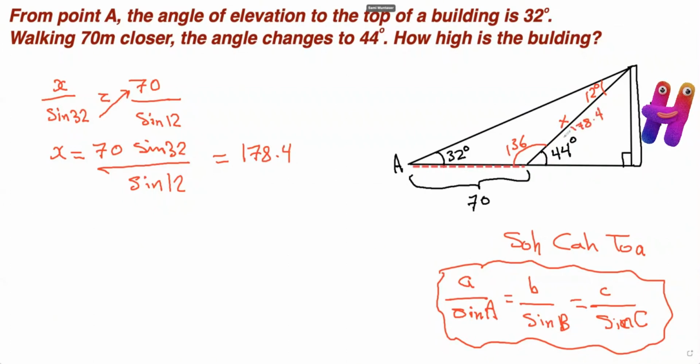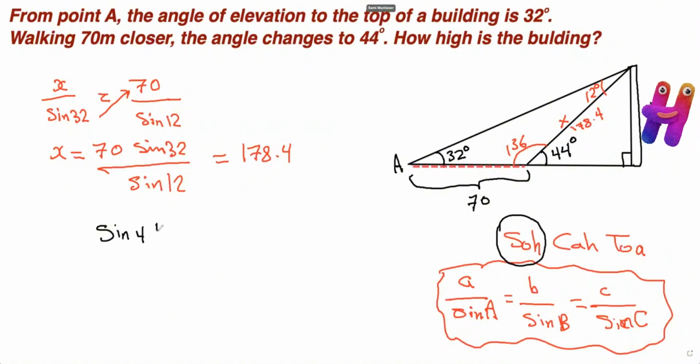So now we know this is 178.4. Once you found this side here, now we're going to look at this right angle triangle right here. We're going to use the angle 44. We're trying to find the opposite side, which is the height, which is opposite to angle 44. And we're given the hypotenuse, which is the side that's opposite to the right angle. This is definitely sine, because sine is opposite over hypotenuse. So I'm going to use that to find the height of the building.